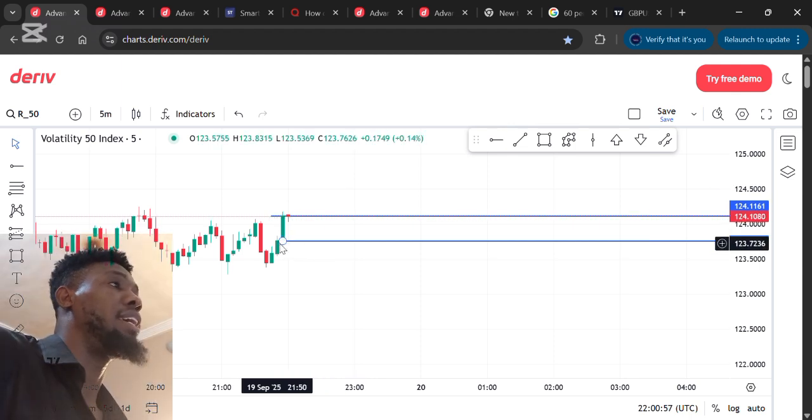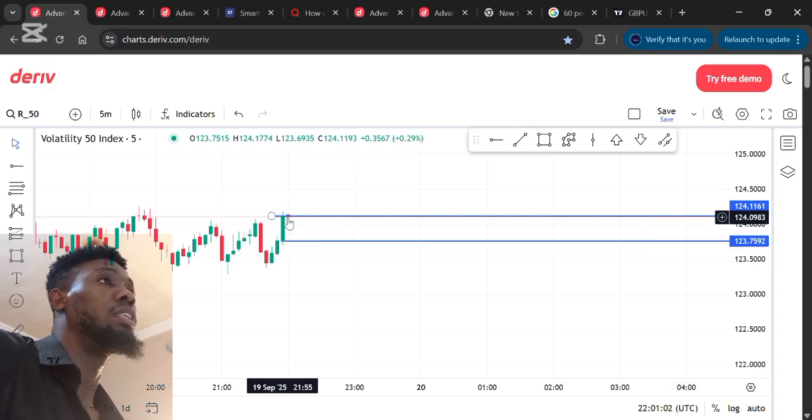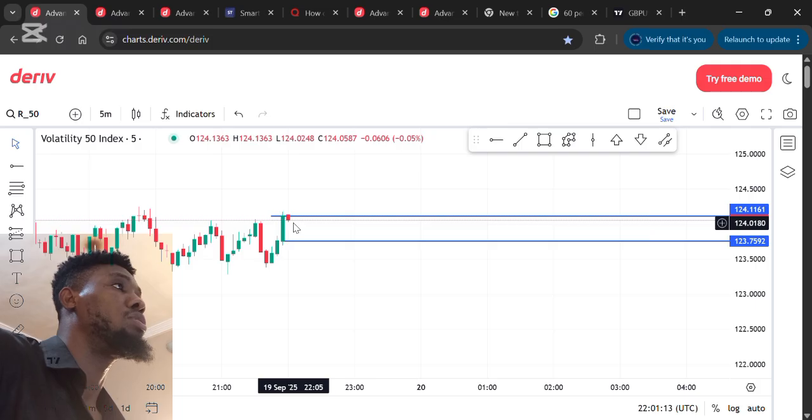I'm just trying to give you guys a scenario on how to trade this. Let's say I purchase this market. Here is insufficient, so let me see if I can switch logins.